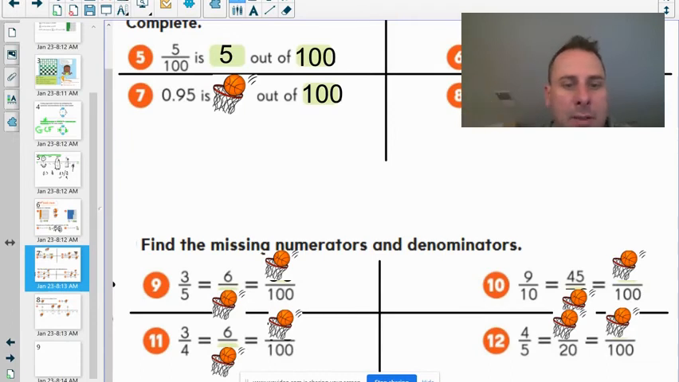So I'm going to stop talking. In the bottom area, you're going to find the missing number, numerators and denominators. I'm going to let you guys try to fill in the blanks for numbers 5 through 12, and then we'll come back together and go over those answers. So pause it right here. Take a minute to solve.